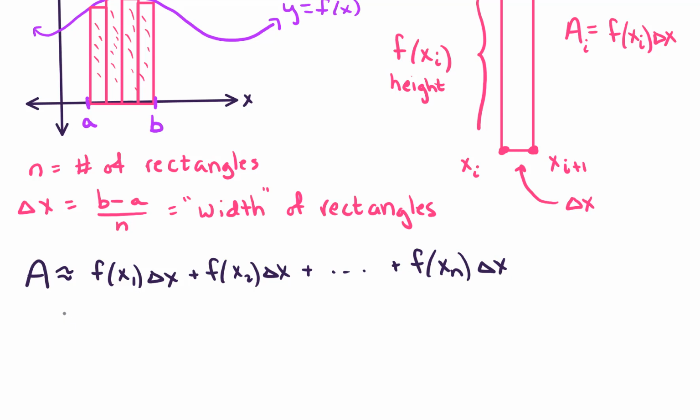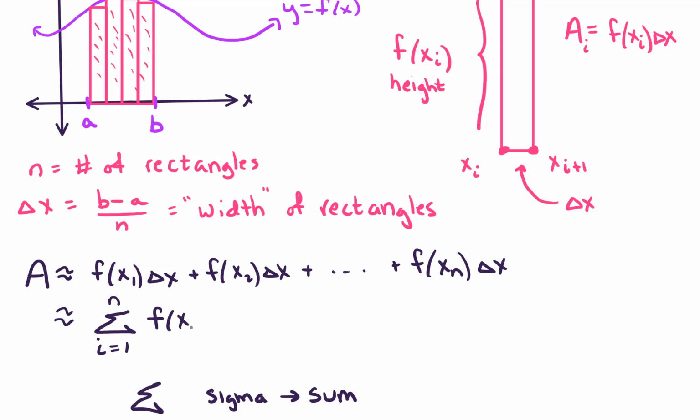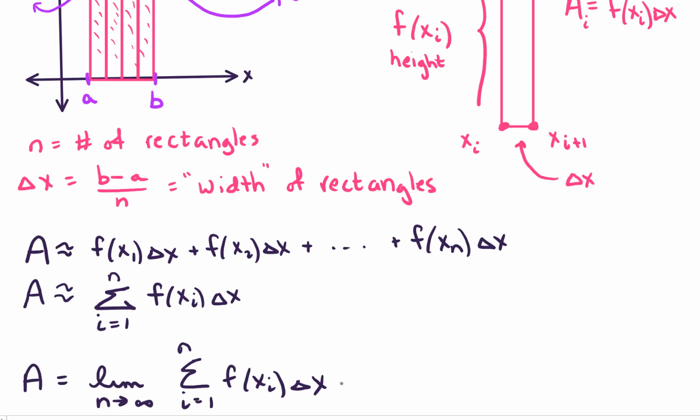And there's a shorter way of writing this. It's using the sigma notation. We would say i equals 1 to n. That sigma means to take a sum. And what we're going to sum up are the areas, f of x sub i times delta x. And so we say the area is approximated by that sum.